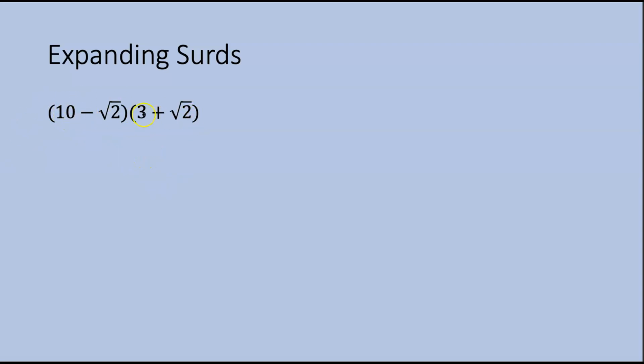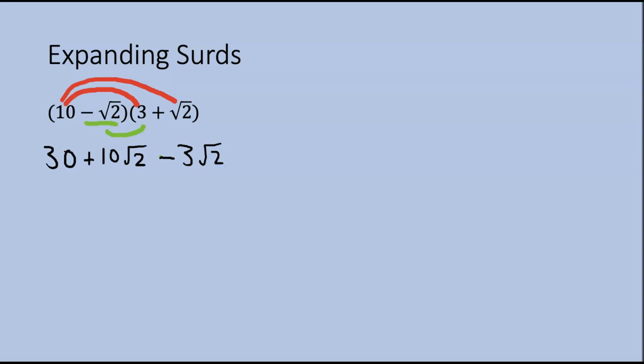When I expand double brackets, exactly the same game again. So first I'm going to multiply the 10 by the 3, which gives me 30. And then 10 times root 2. That gives me plus 10 root 2. Now I multiply minus root 2 by 3. That gives me minus 3 root 2. But when I multiply minus root 2 times root 2, I get minus 2.